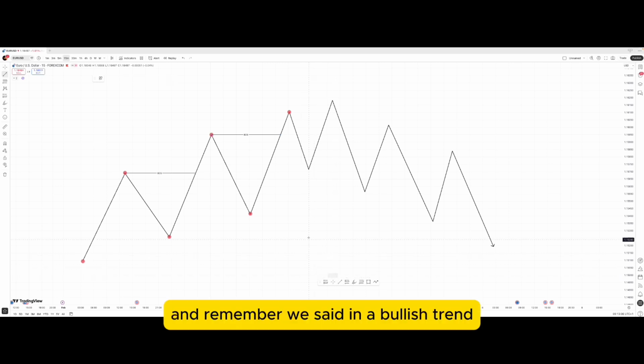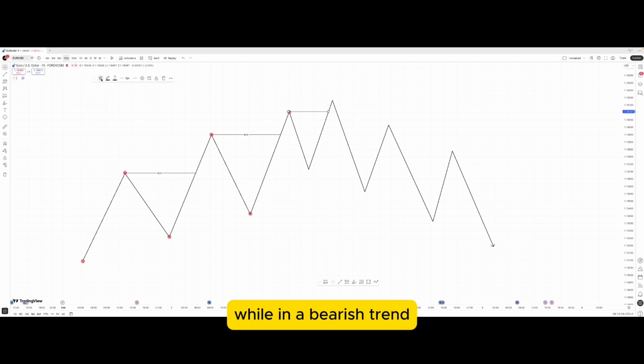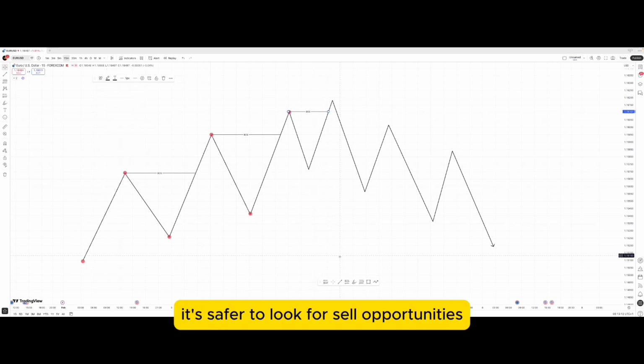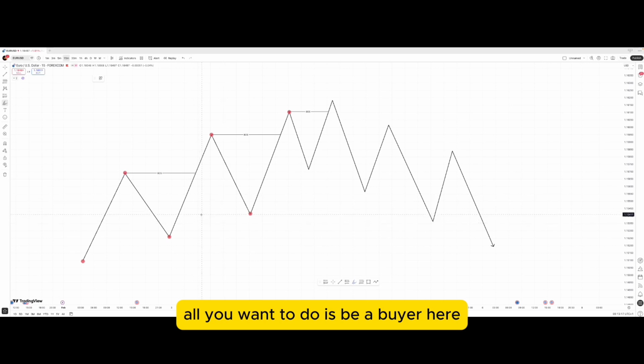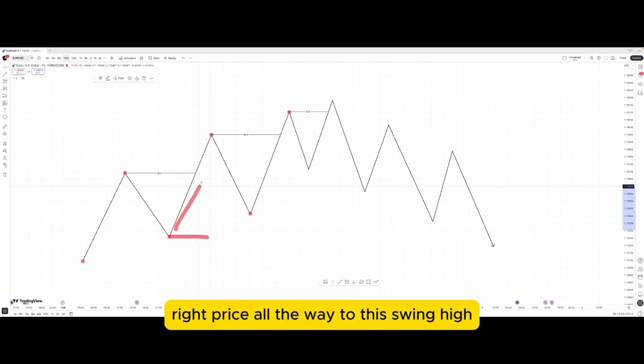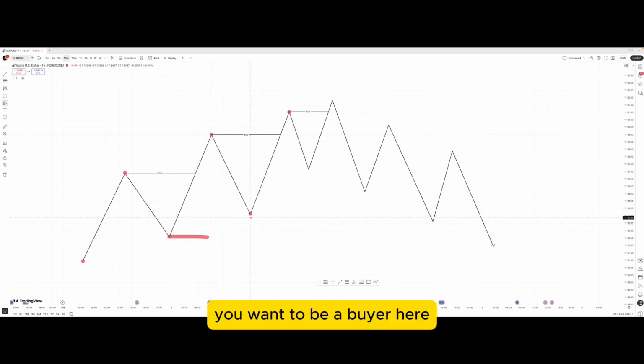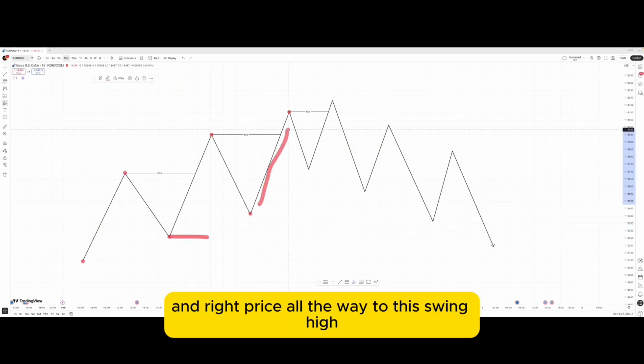And remember we said in a bullish trend, it's safer to look for buy opportunities, while in a bearish trend, it's safer to look for sell opportunities, okay? So we're bullish. All you want to do is be a buyer here. You want to be a buyer here, and ride price all the way to the swing high.